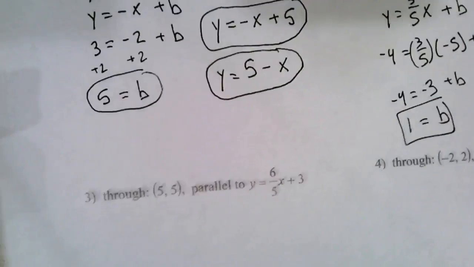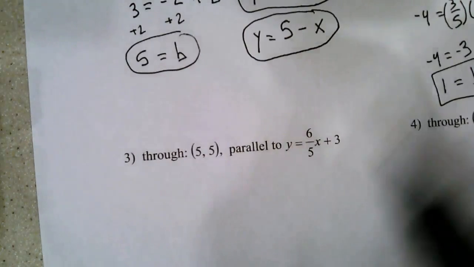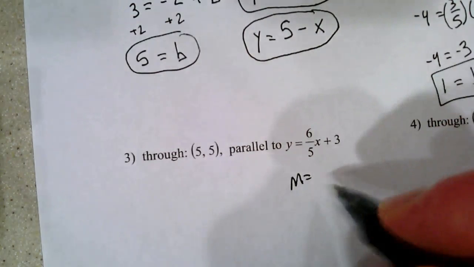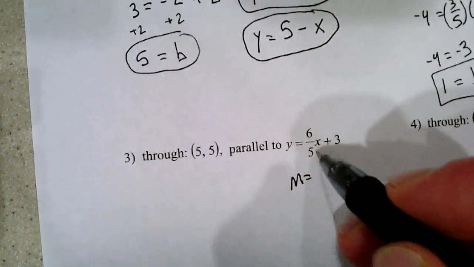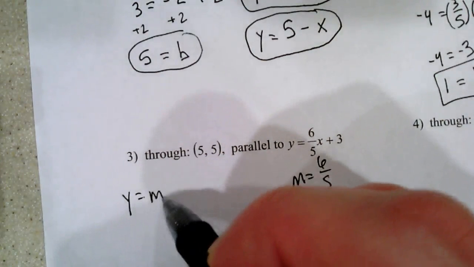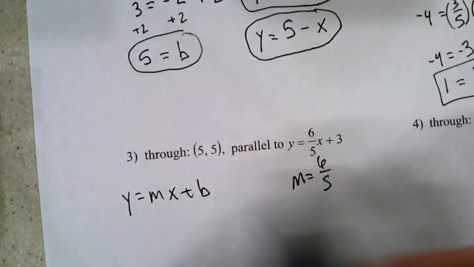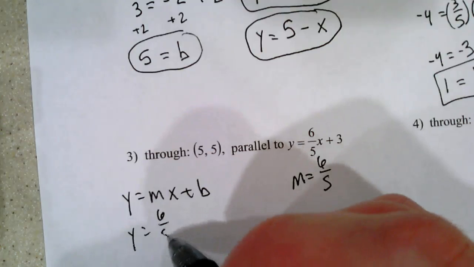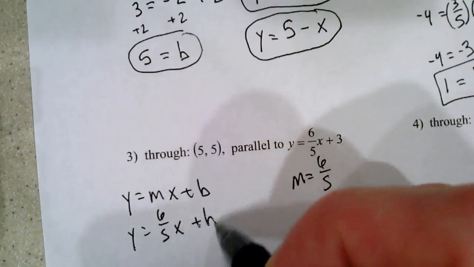Let's do another one. Here we have 6/5 plus 3. Our slope of our line we're trying to write the equation of will be the same as this parallel line. So 6 over 5, a fraction. We're going to say it's y equals mx plus b. We know m, it's 6/5. y equals 6/5 x plus b.